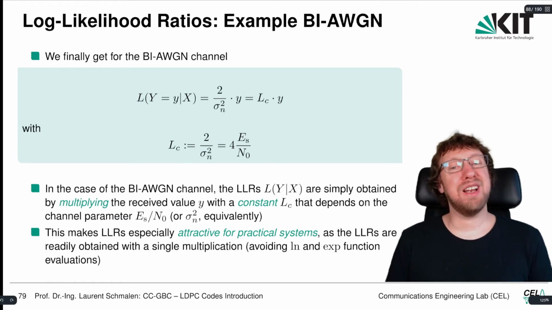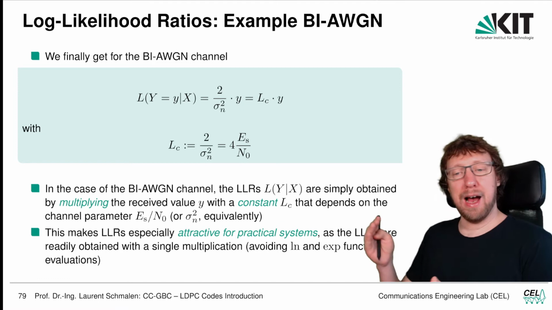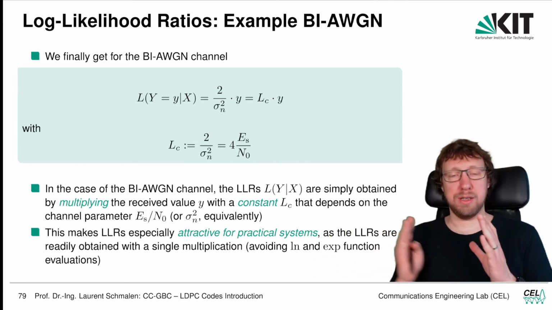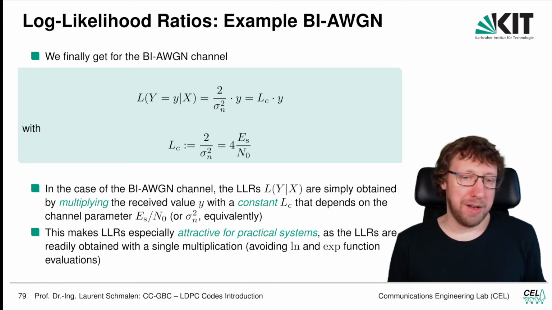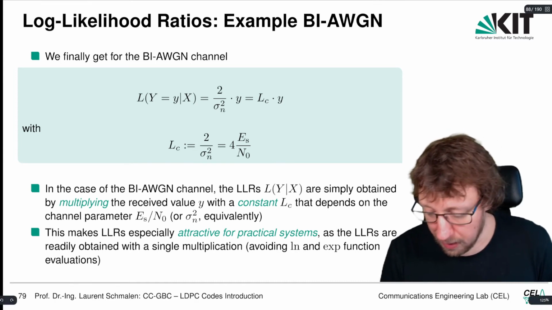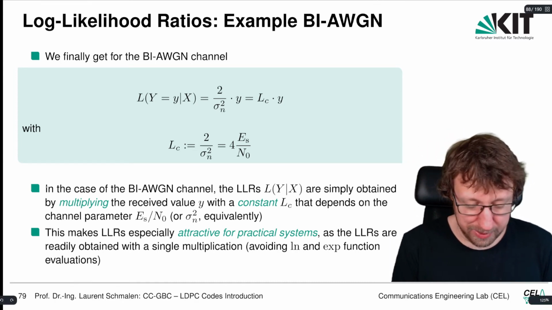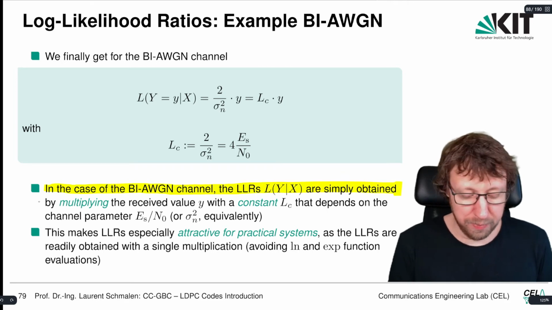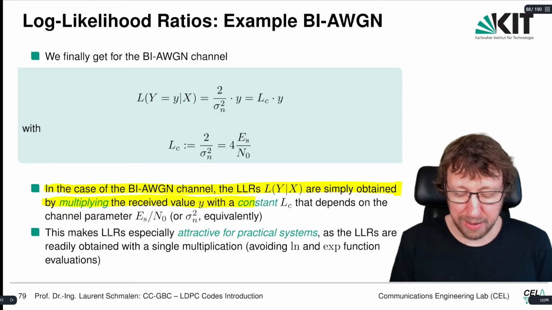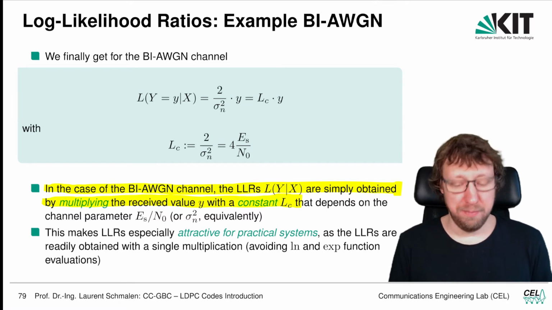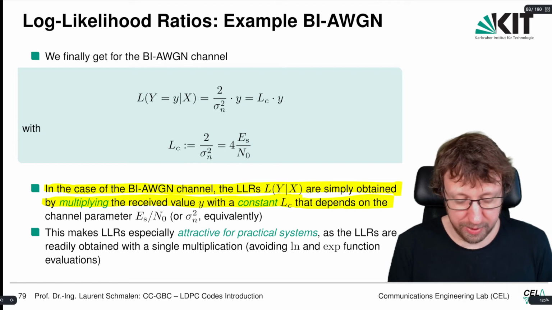If the signal to noise ratio ES over N0 is large, the channel reliability parameter is large. If ES over N0 is small, then we have a bad channel, and the channel reliability parameter is small. So very nice result, because it means in the case of the binary input AWGN channel, we obtain the log likelihood ratios by multiplying the received value with a constant LC that just depends on the channel parameter.